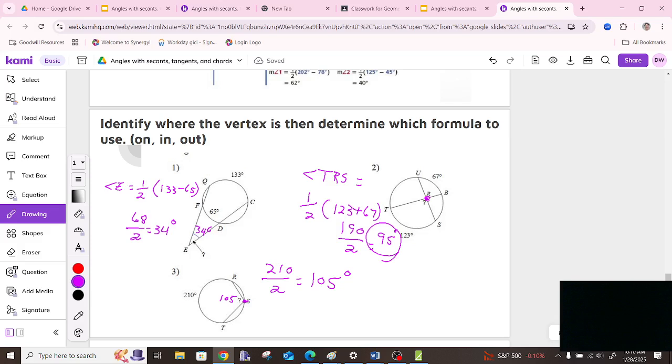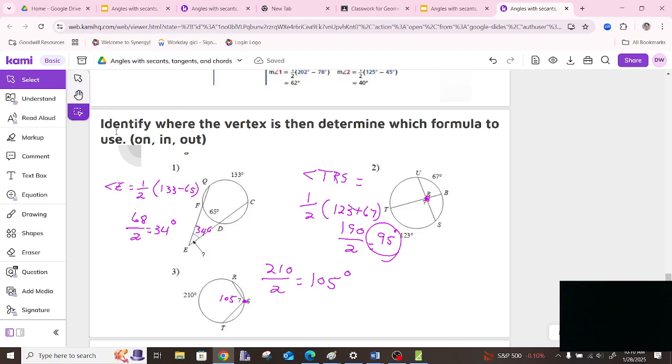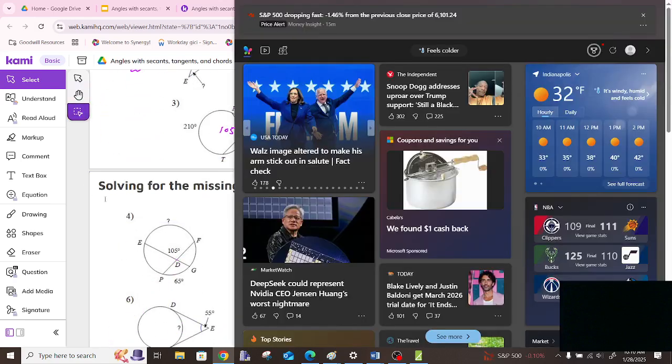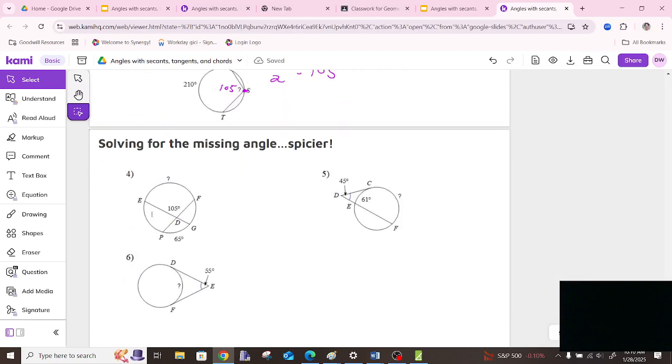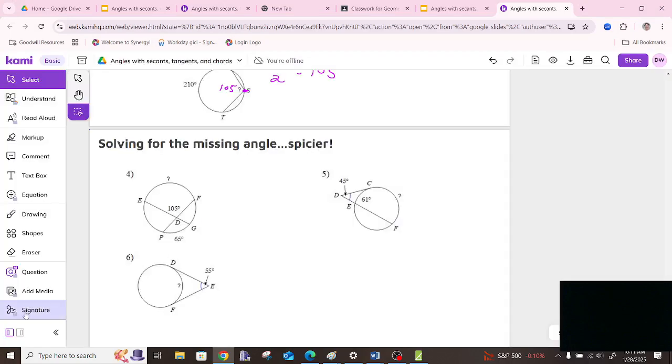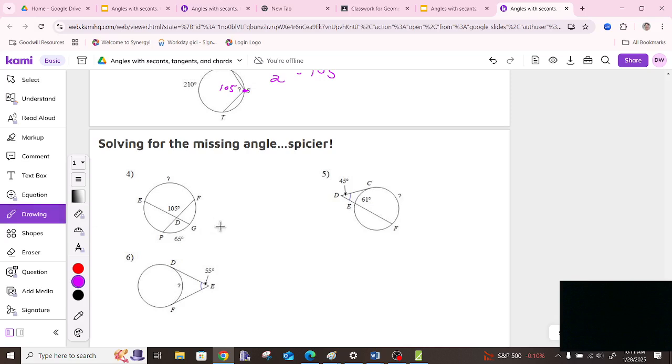Okay, so can I go to the next one? These are a little spicier, and they're spicier because you may have to do a little bit more algebra. You may have these on the test.